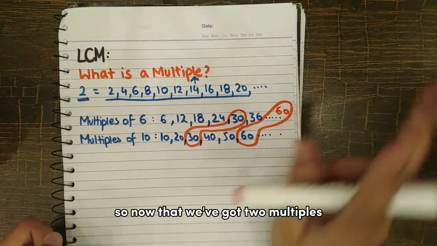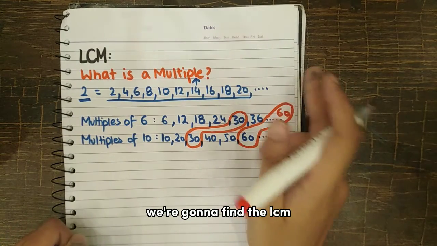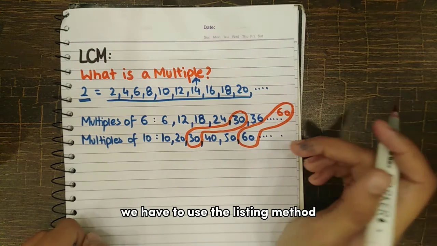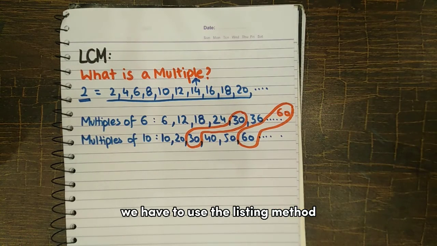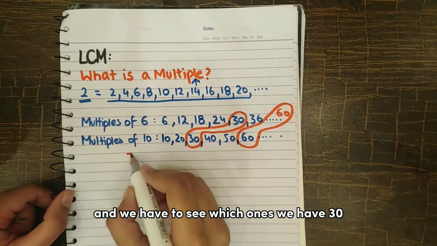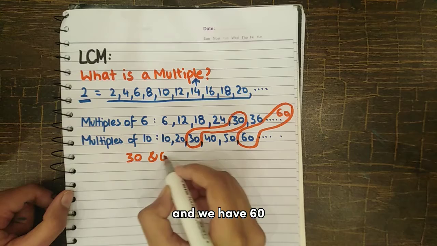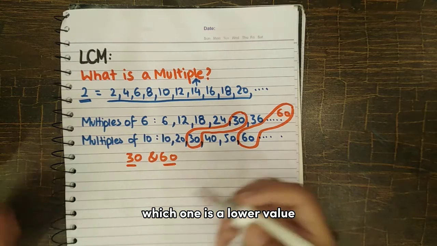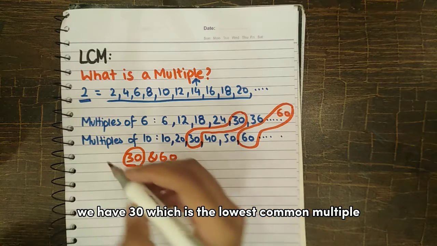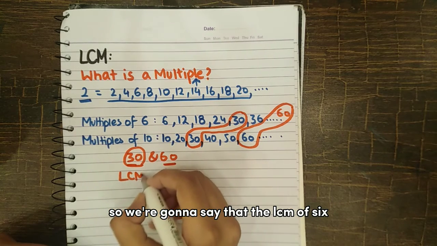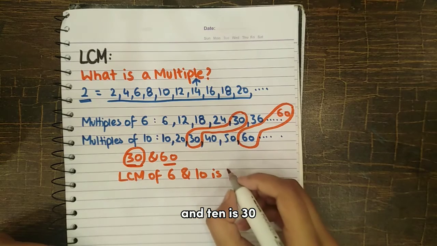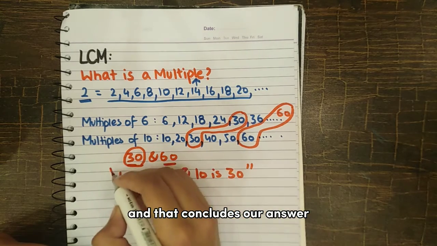So now that we've got two common multiples, we're going to find the LCM. When finding the LCM, we use the listing method, and we have to see which one is lower. We have 30 and we have 60. Which one is a lower value? We have 30, which is the lowest common multiple. So we're going to say that the LCM of 6 and 10 is 30, and that concludes our answer.